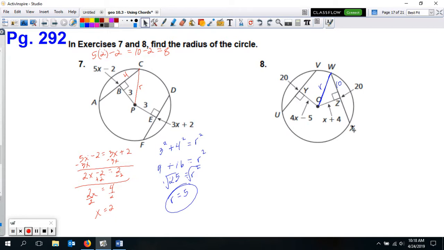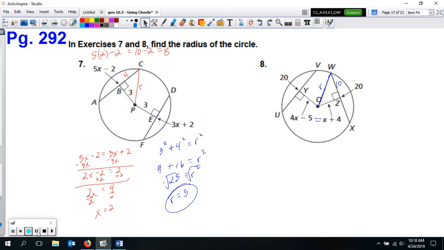And so again, because these chords are equal distance, the distances from the center to each chord have to be also exactly equal. So it's almost like a converse of this other one. So these are equal, so we could set these two equal to each other. I'll just put a little equal sign in the middle.